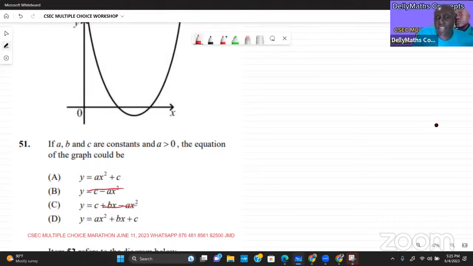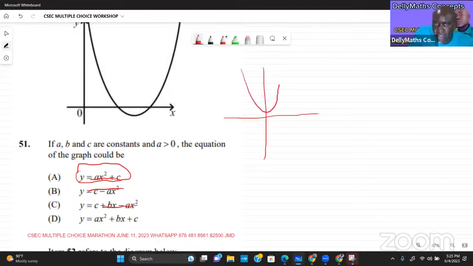B and C cannot be the answer because those have A negative. So they're telling us A is greater than 0, A is positive. Now, this one is also out because this is like the mother function here. The mother function is always on the y-axis. And whenever it's shaped like this, it is on the y-axis. When I say on the y-axis, this is what I mean. The function is on the y-axis, so it will be moving up and down on the y-axis.